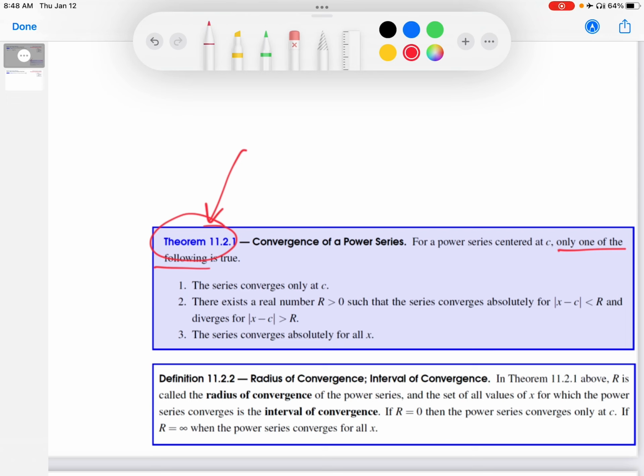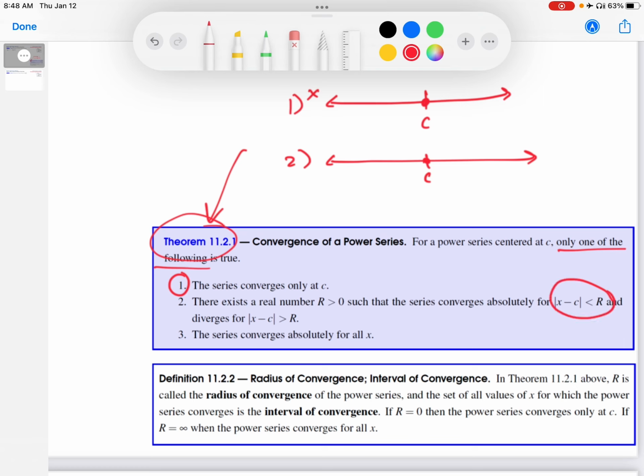Now I'm going to switch over to a number line way of illustrating this theorem. If I consider a number line where these are all x values, the first possibility says that only x equals C leads to convergence. So it's just a dot there on this number line for x. The second possibility says that in addition to x equals C, there is an open interval that goes all the way to C plus R and all the way back to C minus R. And for all the x values in this interval, the series converges absolutely.